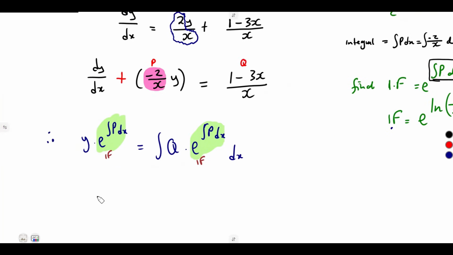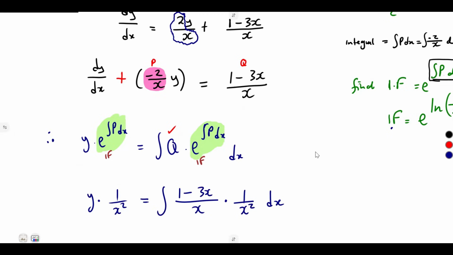So it was going to be y times 1 over x squared, which is equal to the integral of, we have got this q. Remember, q is this part on the right hand side. So we are going to take that part as it is. That is (1 minus 3x) over x times this integral factor, the same thing here, 1 over x squared. So we're going to integrate with respect to x. We are done. So let's try to figure out this integral simplification.